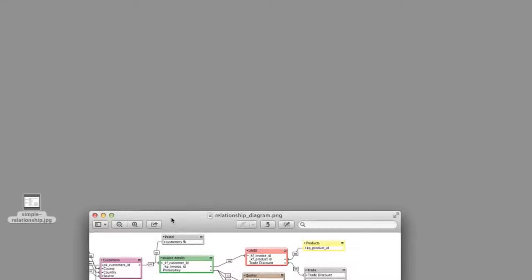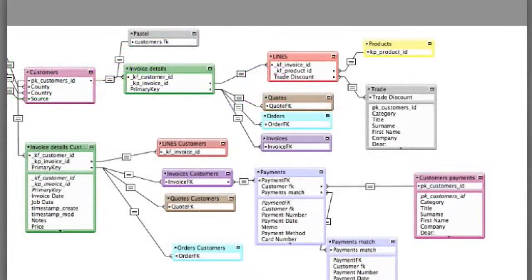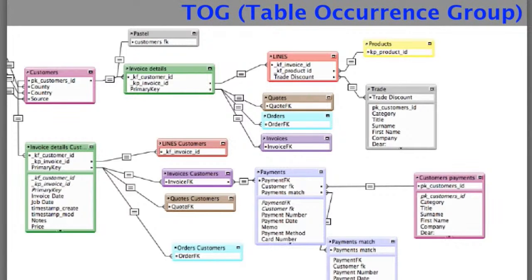Relational diagrams can get more crazy and complicated, and they can rapidly grow out of control. Here's a little screenshot of a relational diagram that's kind of running amok. And this one's actually not too bad yet, but I've seen some that are really ugly. Now notice, this is one giant table occurrence group. And table occurrence groups ideally should be kept somewhat small and cuddly.